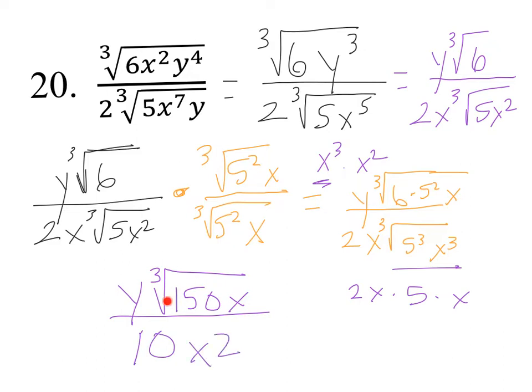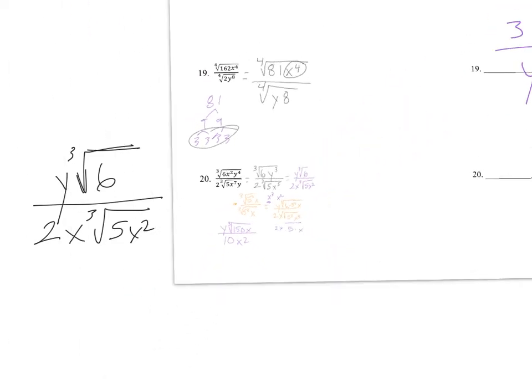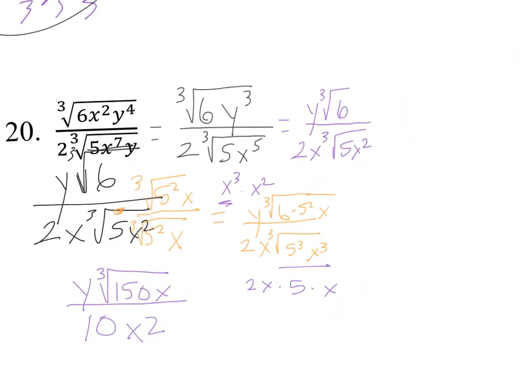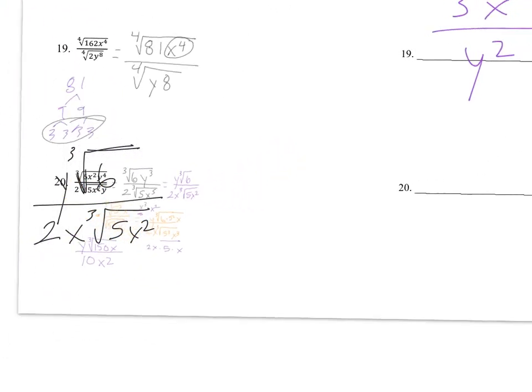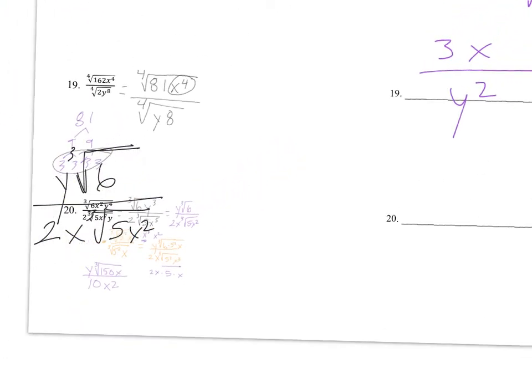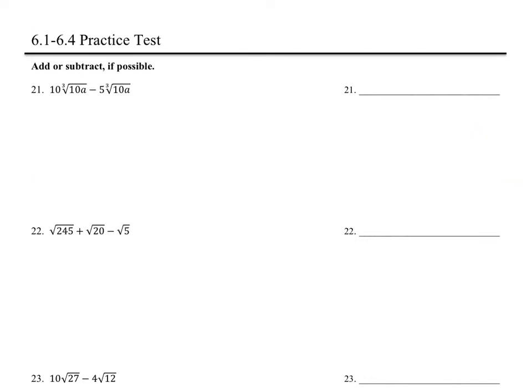Remember, when you have this, you cannot simplify that. Do not do that. Don't simplify these either, because these are inside the root. These are not. They're completely different. They're completely different numbers. However, I'm just going to write my answer right over here. So it's the cubic y, and then the cubic root of 150x over 10x squared.